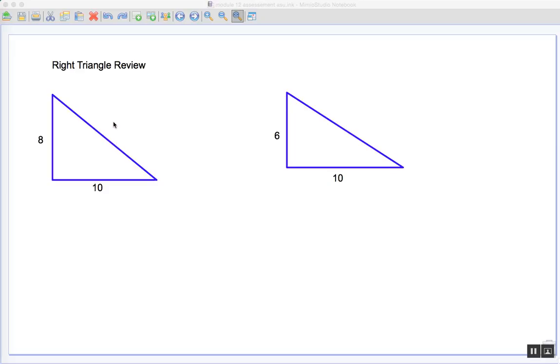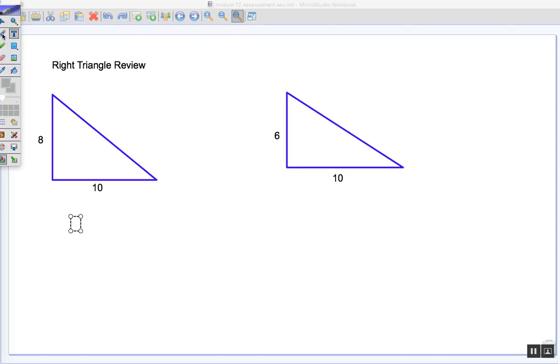This lesson is on right triangle trigonometry, so we're going to do some basic review, and then we're also going to look at how we can use our special right triangles to evaluate cosine of 30, 60, and 90, or sine of 30, 60, 90, or tangent of 30, 60, 90, without using a calculator. So here, let's go ahead and review our sine, cosine, and tangent trig functions.